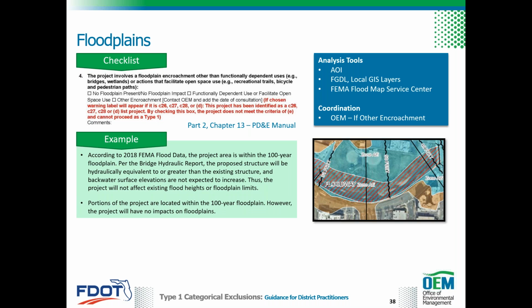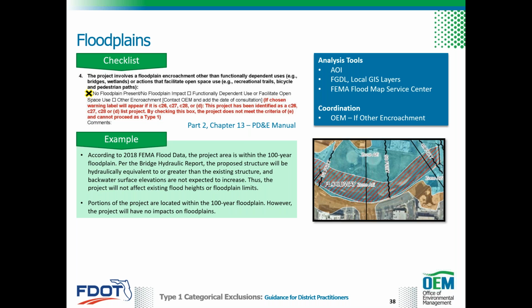The presence of floodplains can be determined by reviewing the AOI tool, other GIS layers from the Federal Emergency Management Agency, or FEMA, the city, the county, and local plans. FEMA's Flood Map Service Center can be used to download flood insurance rate map panels, flood insurance studies, maps, and other information. Now, the image here on the screen is an example of that interactive mapping tool on the Flood Map Service Center's website.